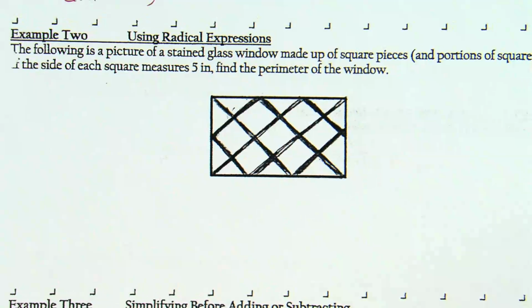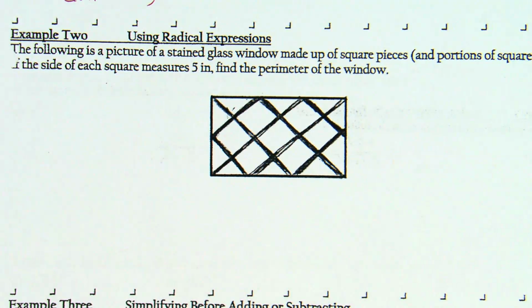Can I color it? Okay, so the following is a picture of a stained glass window made up of square pieces and portions of square pieces. If the side of each square measures 5 inches, find the perimeter of the window. So the whole big rectangle is a window. The design is squares, that is the stained glass.